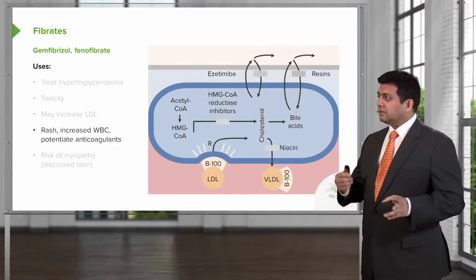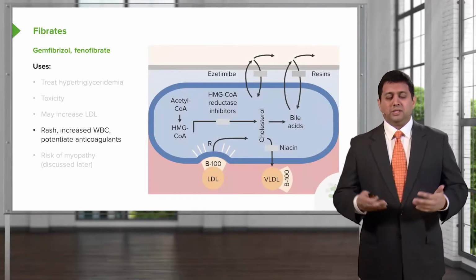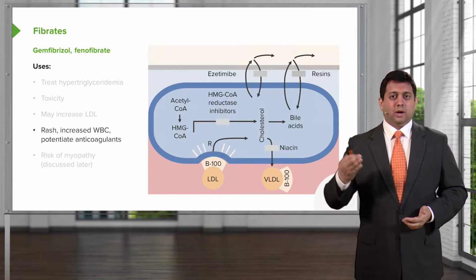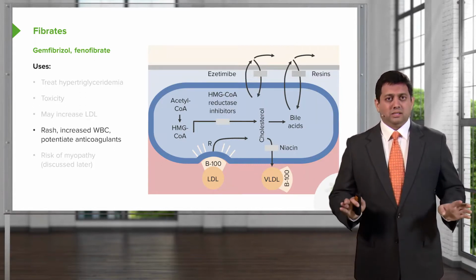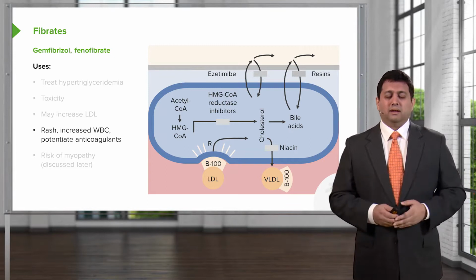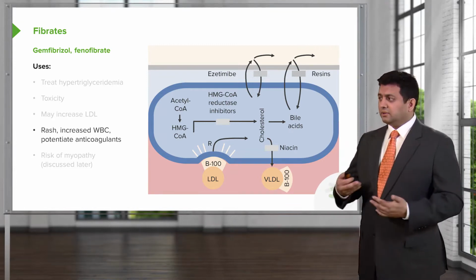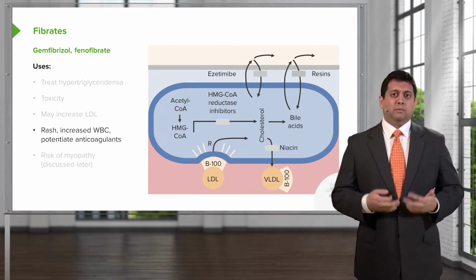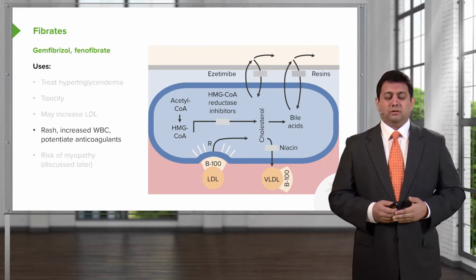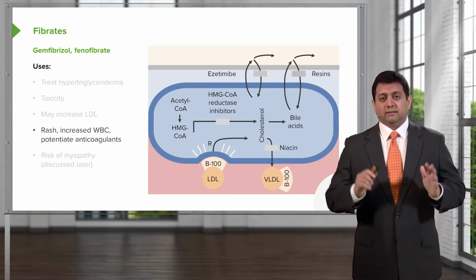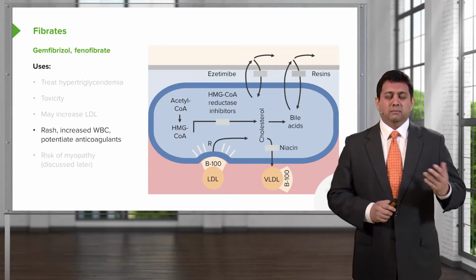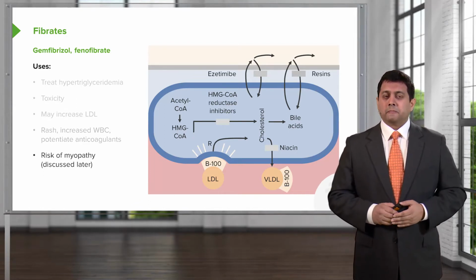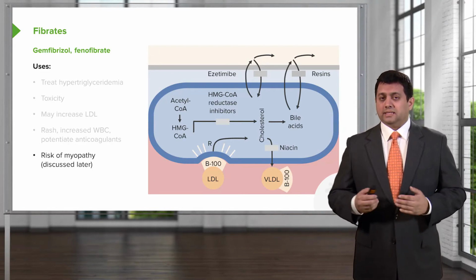In terms of increase in white blood cells, almost all patients seem to experience some rise in their white counts when they take a fibrate. And this is not a reason to stop the drug, it's just a reason to keep an eye on it. I receive several consults a month asking me why the white counts are so high when patients are on fibrates. I tell the referring doctor, don't worry about it, just keep an eye on it, make sure it doesn't get out of hand. The risk of myopathy is discussed later.